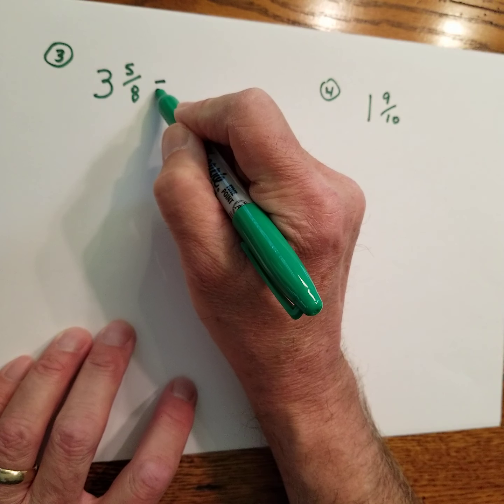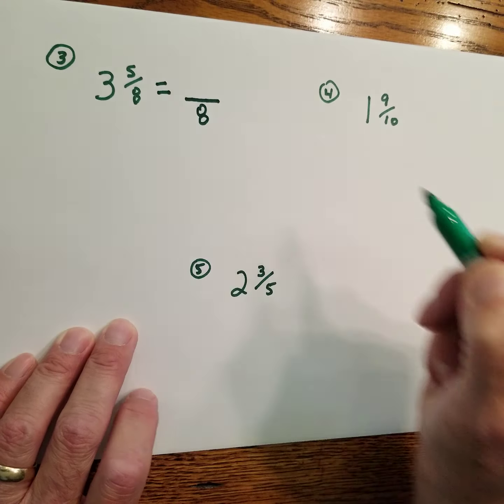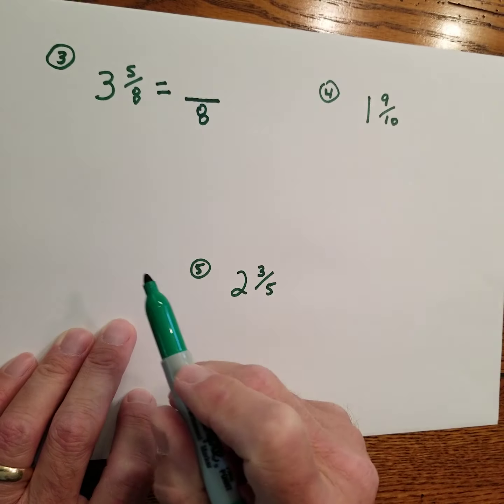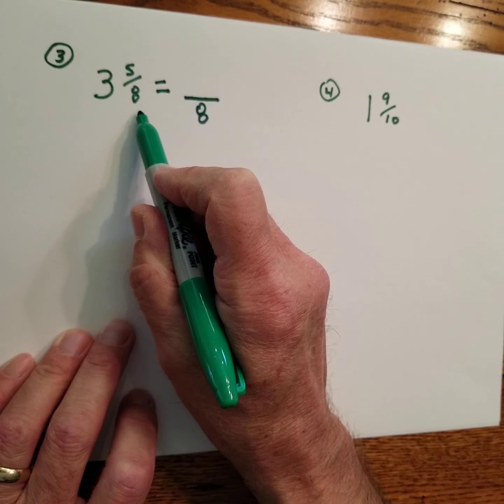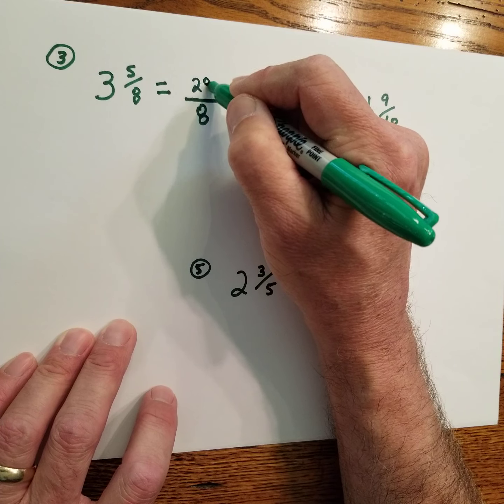Let's change 3 5/8 into an improper fraction. I keep the denominator, then it's 3 times 8 plus 5. 3 times 8 is 24. 24 plus 5 is 29.